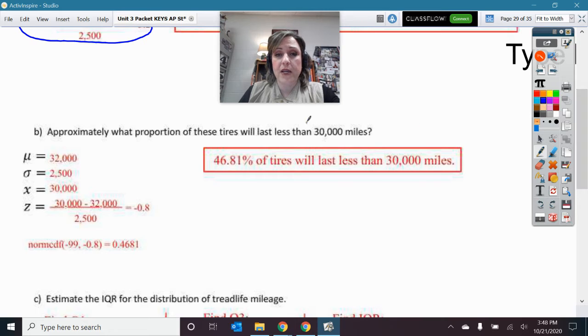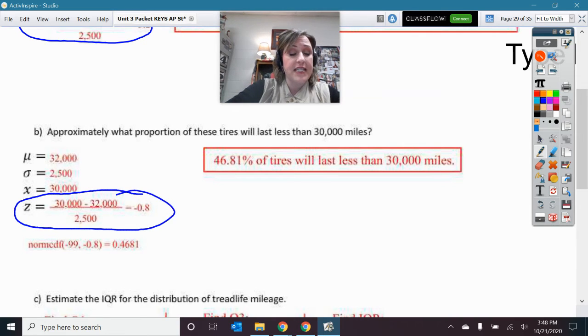Okay, so here we go. Here is our X value, and we want to go less than that. So there was our 30,000 mile X value. I then have a z-score, and then I norm CDF'd lower than that.